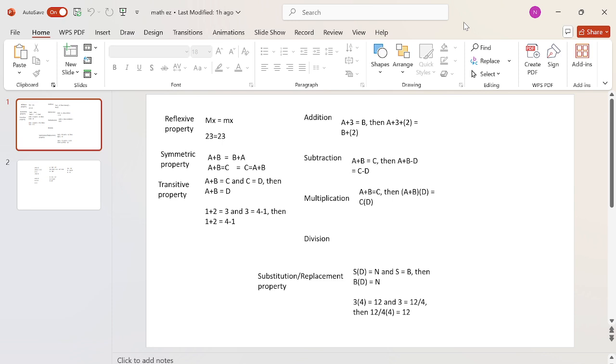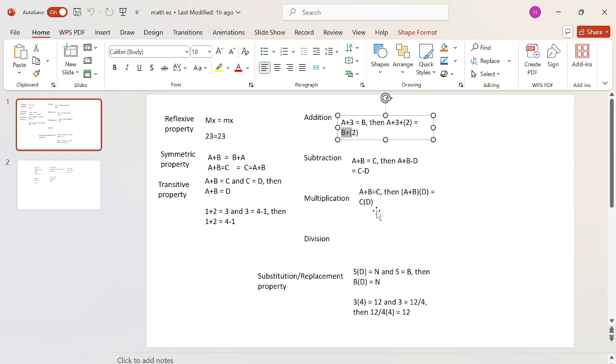So in the addition property or any other operation property, if you add a number or a variable to one side, you have to add it to the other to be equal. So here, a plus 3 equals b. Then a plus 3 plus 2 equals b plus 2, because we should add on each side. If we added 2 to a plus 3, then that means we should add 2 to the other side. So we should add plus 2 to b, so it will still be equal.